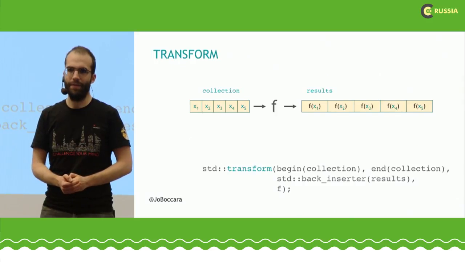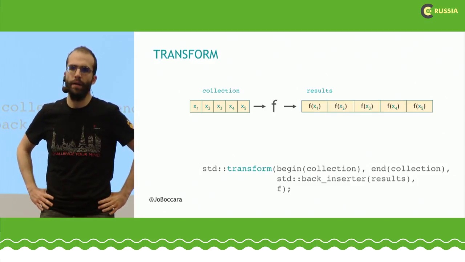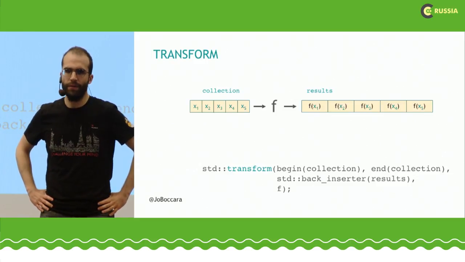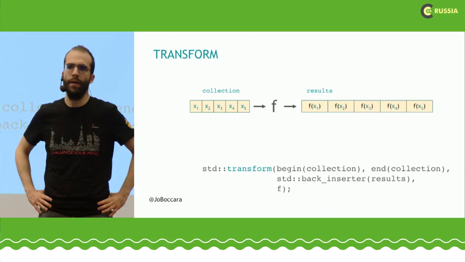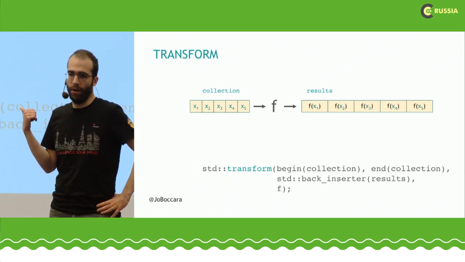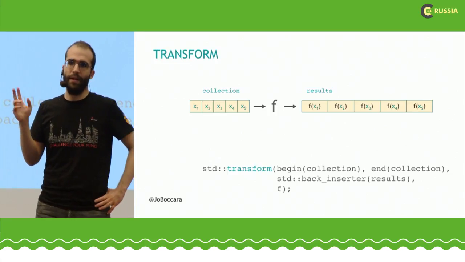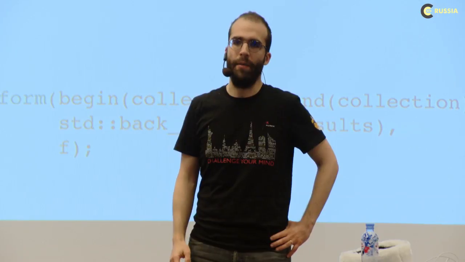Yeah, thank you. Am I right that, for example, the transform is very close to something like a map from functional programming? You're absolutely right. Transform is pretty much the equivalent of map in functional programming. Okay, thank you very much. No problem. And actually, the other overload that takes two inputs is the equivalent of zip with in functional programming.